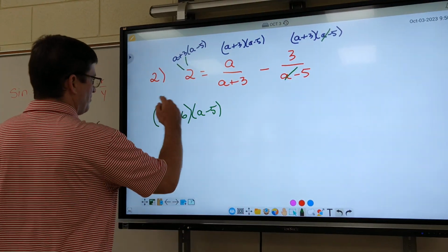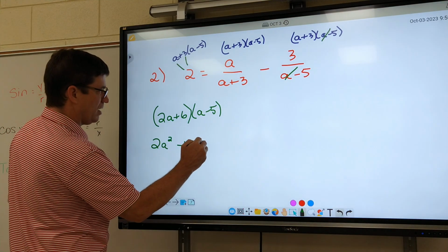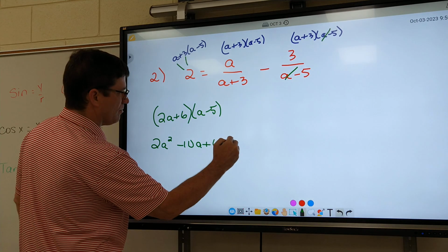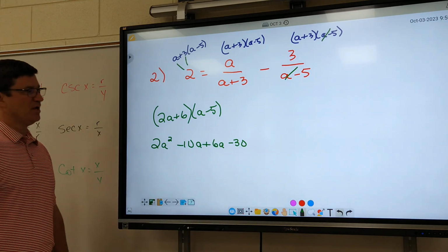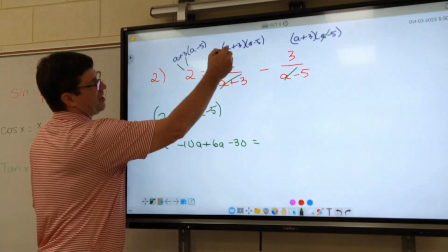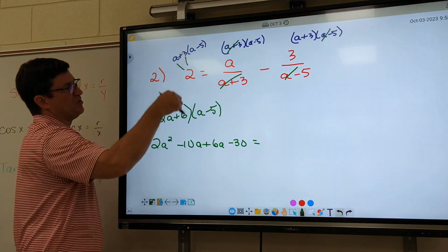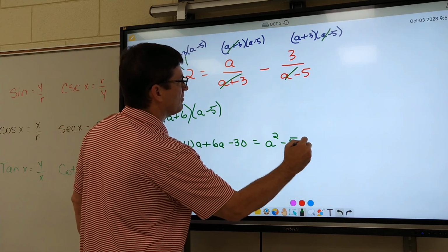All right, so y'all should have brought down 2a squared minus 10a plus 6a minus 30. All right, then your equal sign. All right, second fraction. I can cross out the a plus 3's, distribute my a now, and you should have a squared minus 5a.